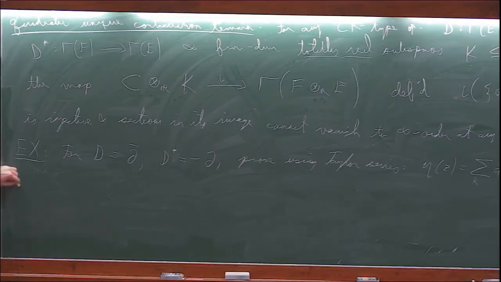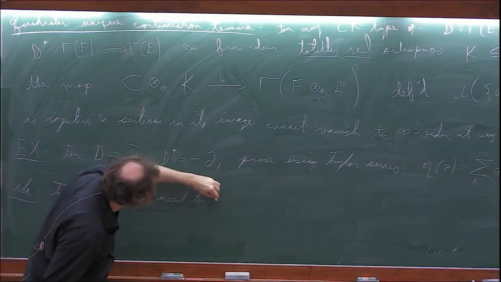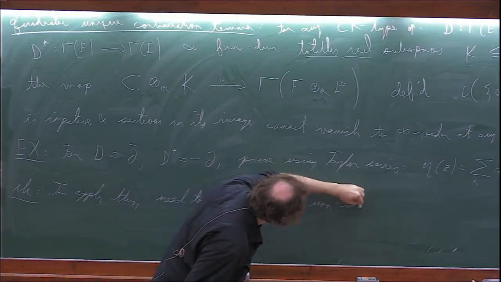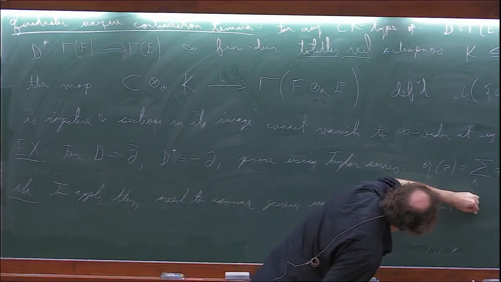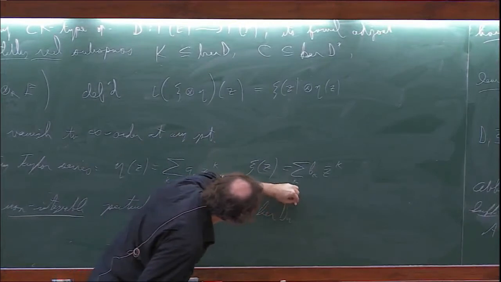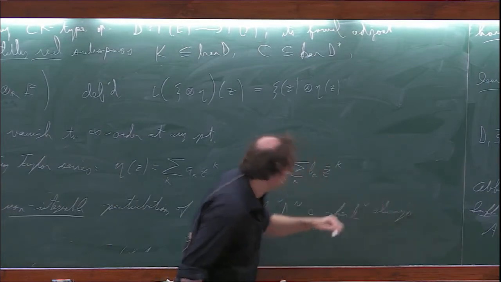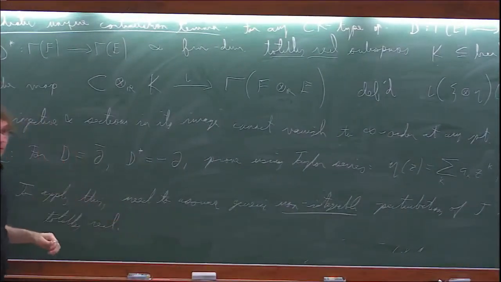My last remark: as I said, you really need this totally real condition, which means that in order to apply this, you need to assume generic, explicitly non-integrable perturbations of J, so that our normal operators have kernel and cokernel always totally real. Right, so that can be done.